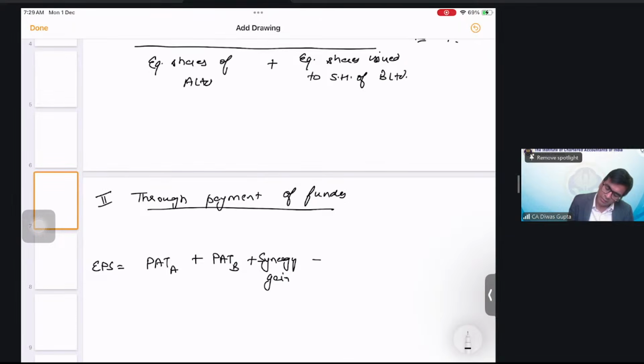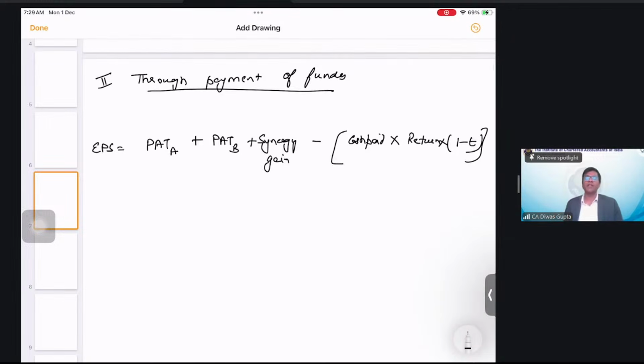synergy gain minus, because you have paid the cash out of these two entities, and hence you will have to take an opportunity cost of that cash that you would have earned. So minus cash paid multiplied by return multiplied by 1 minus tax rate. Correct? The post tax returns, whatever you would have earned on that cash, had that been invested into the business, that you will reduce. Because that much of amount you will not be able to earn in future. This whole divided by equity shares of A Limited.